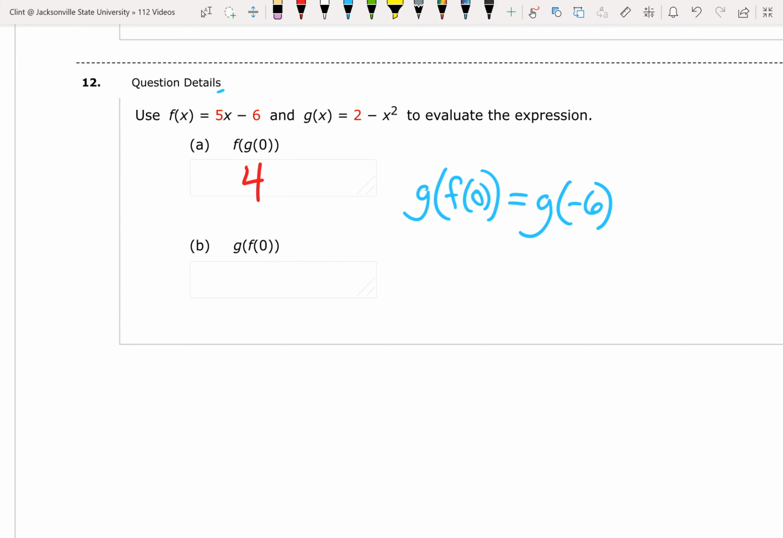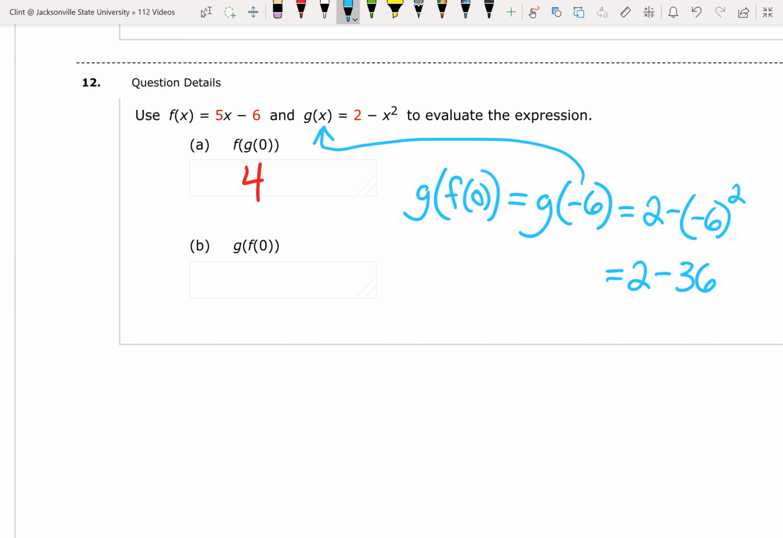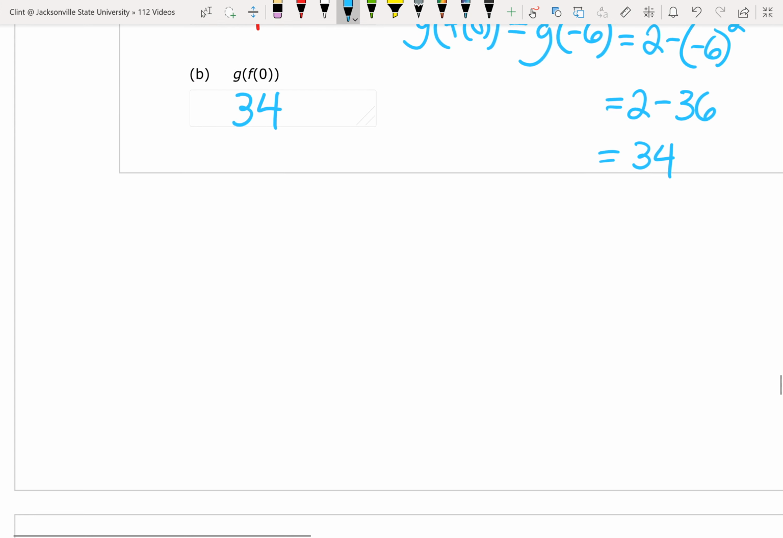Okay. So now we take the negative 6, plug it into g. We'll have 2 minus, and be careful with the sign here, negative 6 squared. Good idea to use parentheses. So negative 6 squared is 36. And 2 minus 36 is negative 34. So for that one, we get negative 34. And remember, most of the time, if you switch the order, you're going to get two different answers. So that's expected. Number 13.